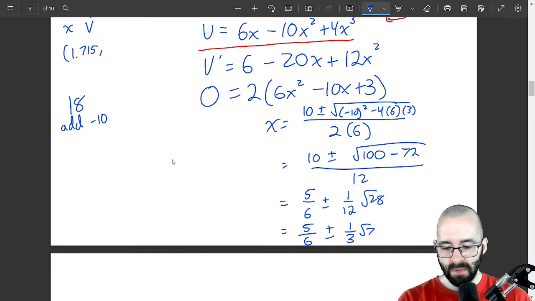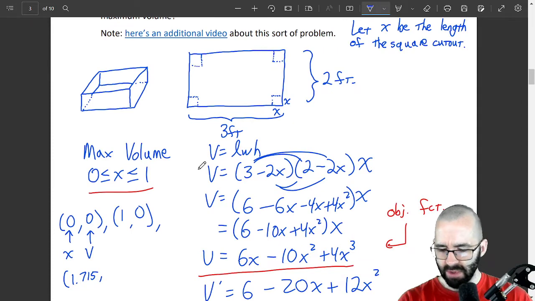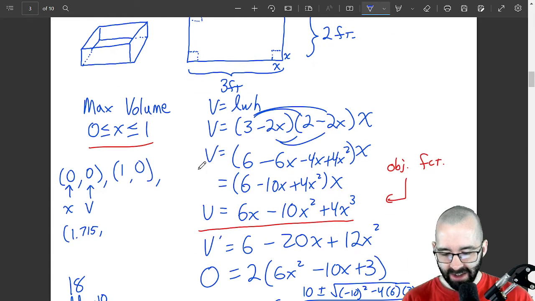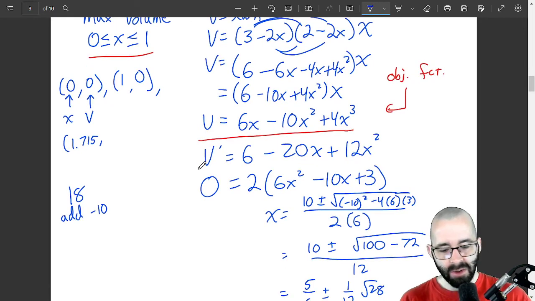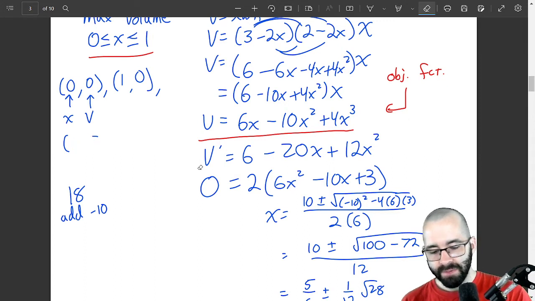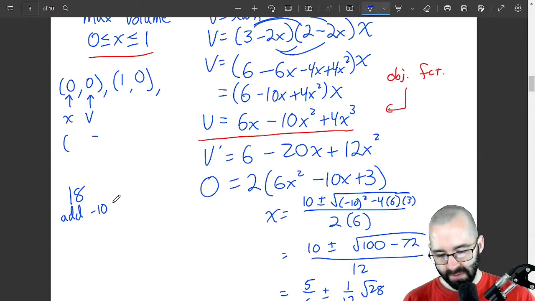What volume? There is something wrong. There's got to be something wrong. This is not in our domain. We must have made an error somewhere. Our domain is x goes from 0 up to 1.